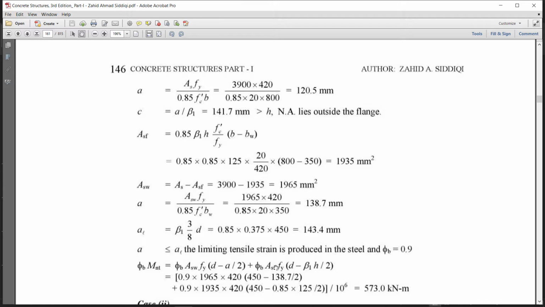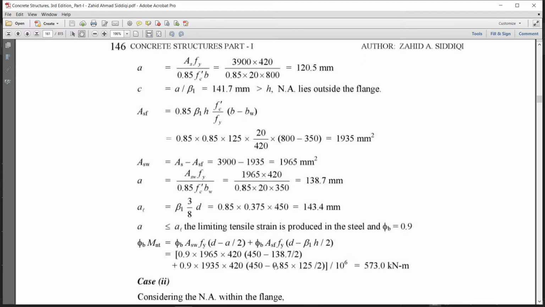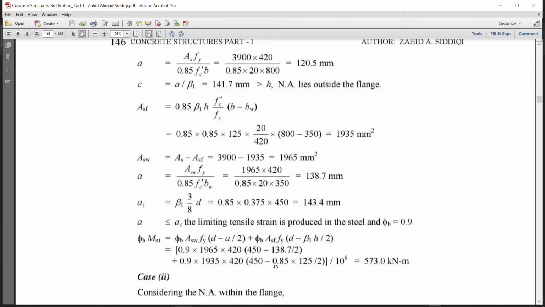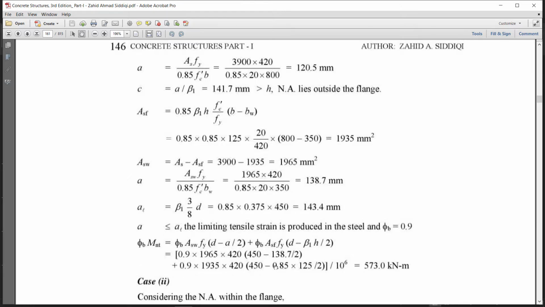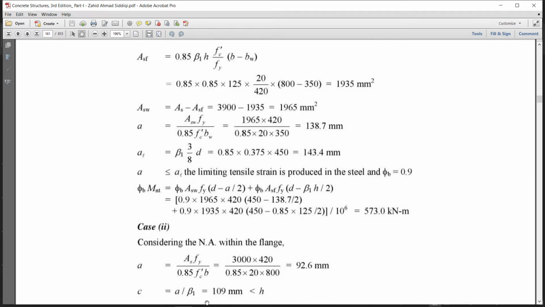Now for the second case. You have seen that T beam analysis is very simple compared to other beams. Case 2: area of steel is 3000 millimeter square, considering the neutral axis lies within the flange. Same procedure: a will be calculated as As Fy over 0.85 Fc prime B, and the full effective width will be used. We got the answer 92.6 millimeter. a divided by beta 1 is c. You can see in this case c is less than H, so the beam will be designed as a rectangular beam.